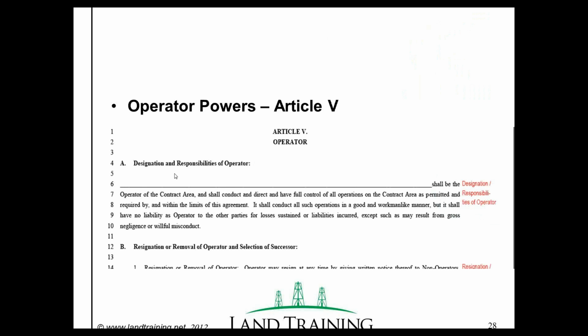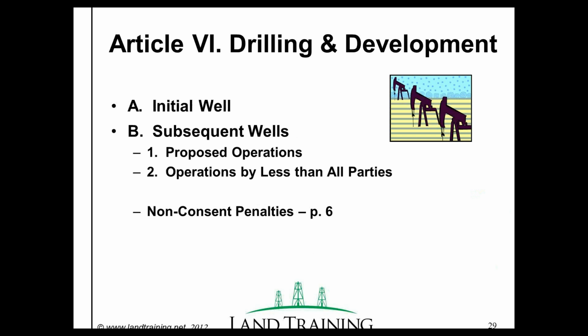Okay, still at operator powers, I just wanted you to see what this looked like under Article 5, operator. Here on line 4, it states who the operator is. Blank shall be the operator of the contract area and shall conduct and direct and have full control over all such operations. And then down here it says the resignation or removal of operator and selection of successor.